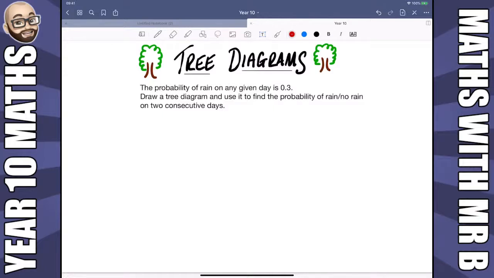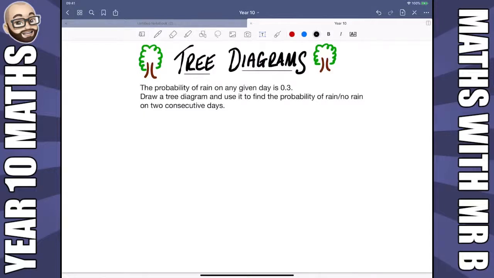So we need to set this up where on one day it's either going to rain or not rain, and then on the second day it's going to rain or not rain. Now the key thing that we're going to be looking at on today's tree diagrams is the second day is not affected at all by whatever happens on the first day. So if it rains on day 1, that doesn't increase or decrease the likelihood of it raining on day 2. In tomorrow's lesson we are going to be looking at, well, what would happen if it rained on the first day? Would that mean there's a better chance of it raining on day 2 or a lower chance? But we'll get onto that tomorrow.